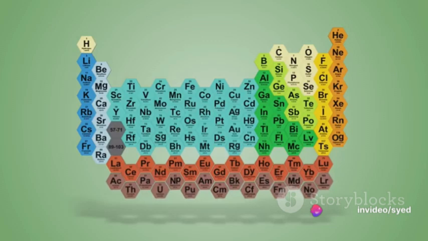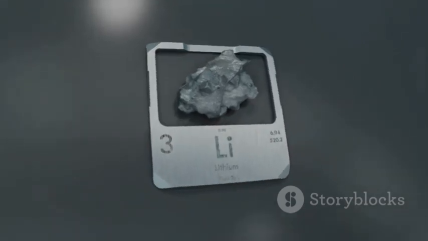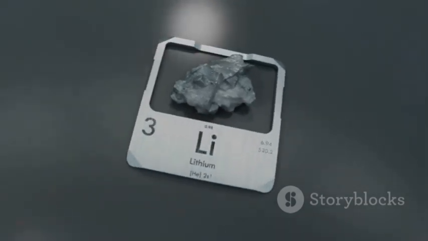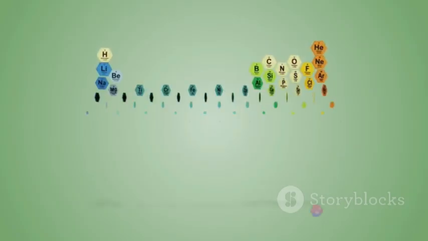Elements in the same group have similar chemical behaviors because they have the same number of electrons in their outermost shell. For instance, elements in group 1, excluding hydrogen, are alkali metals. They are reactive and have 1 electron in their outer shell.